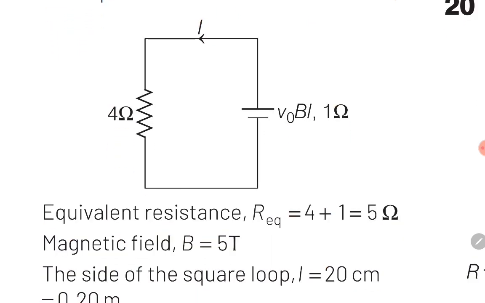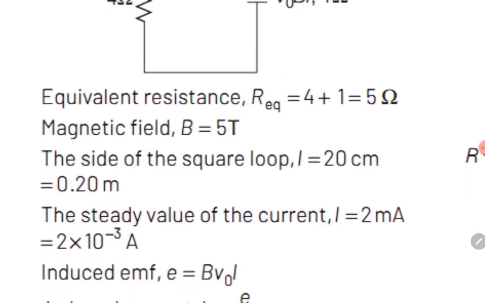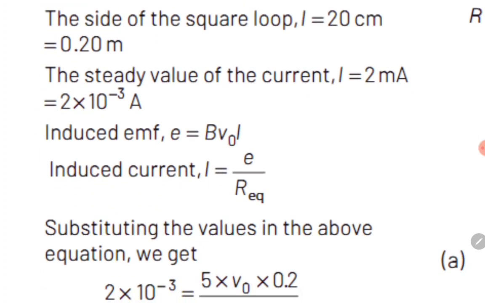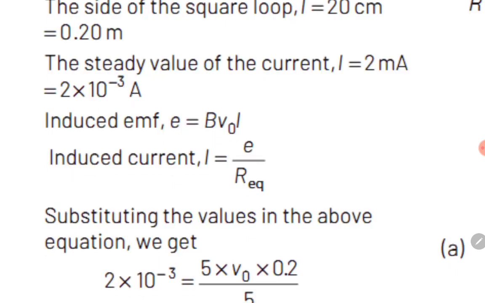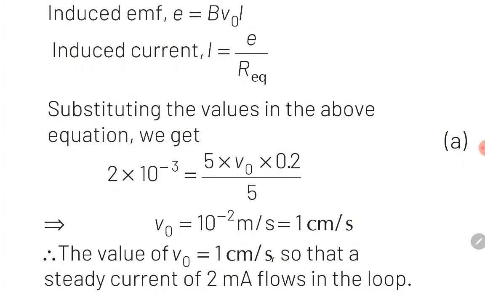Guys, in this circuit, total resistance will become equal to 4 ohms of the left hand side plus 1 ohm of the right hand side. So net resistance will be equal to 5 ohms. And guys, according to Ohm's law, current I will be equal to net voltage E divided by net resistance R equivalent. Guys, net voltage E in this question is BV0L and net resistance is 5 ohms. Guys, the value of current has been given as 2 into 10 raised to minus 3 amperes.